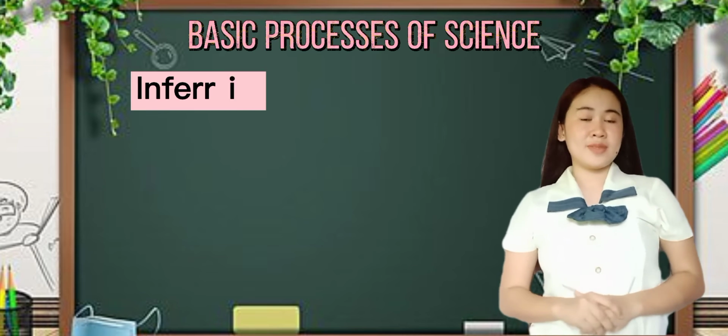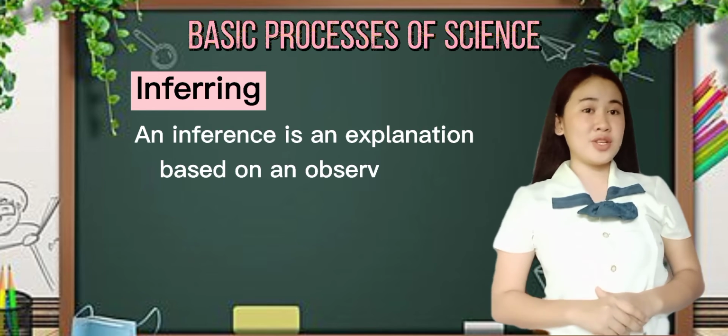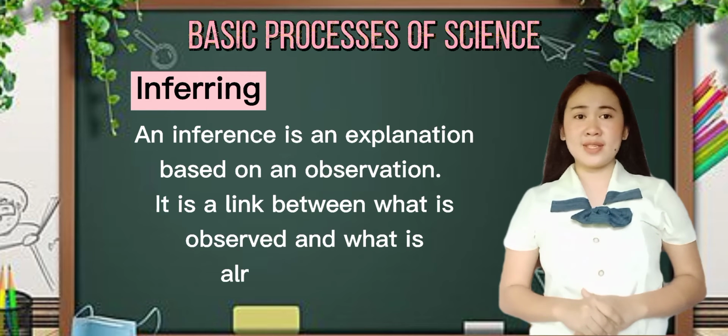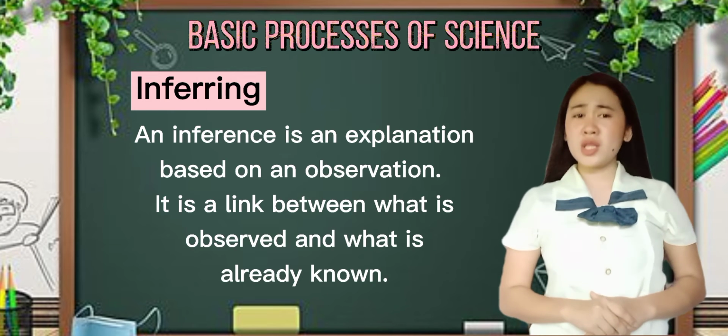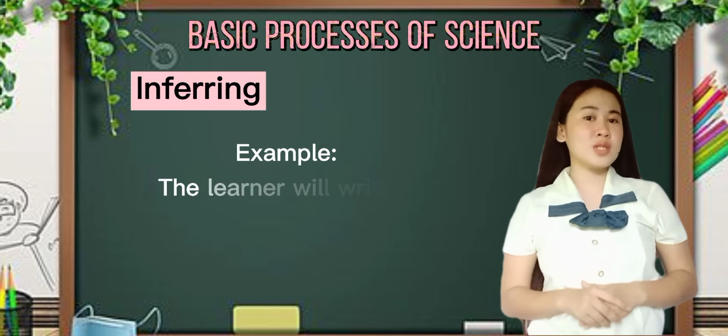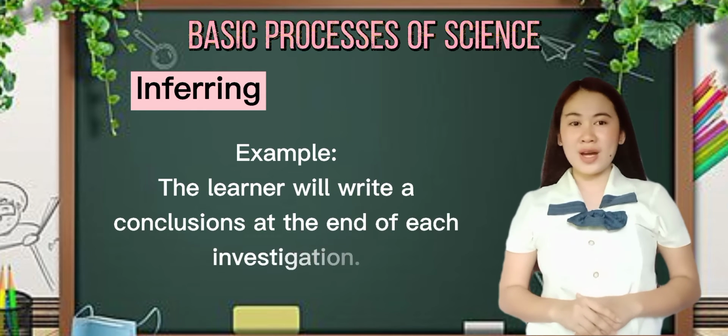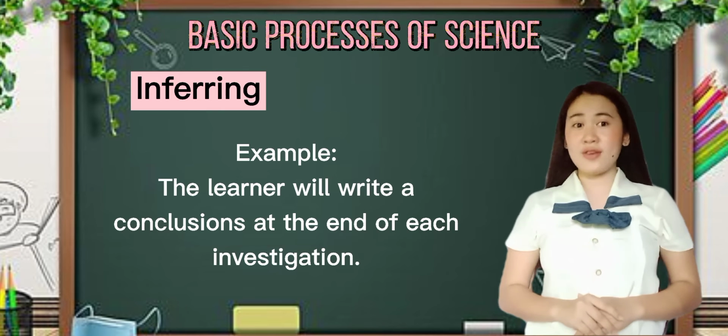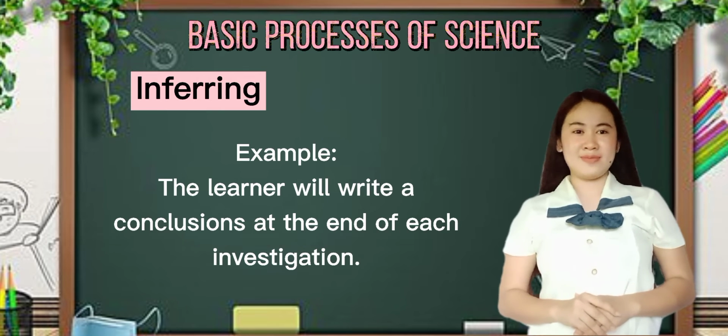Fifth, inferring. An inference is an explanation based on observations. It is a link between what is observed and what is already known. For example, the learner will write a conclusion at the end of each investigation.